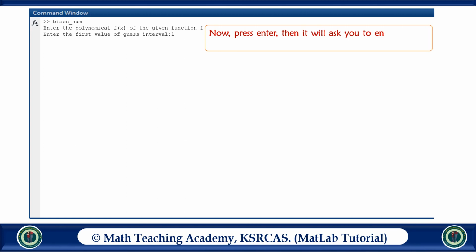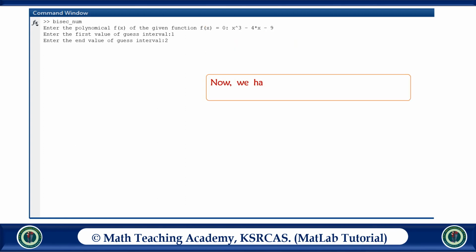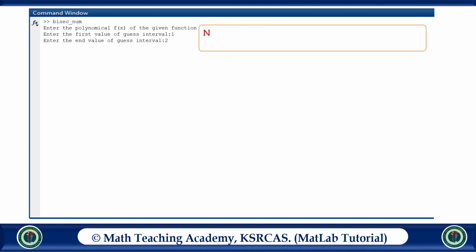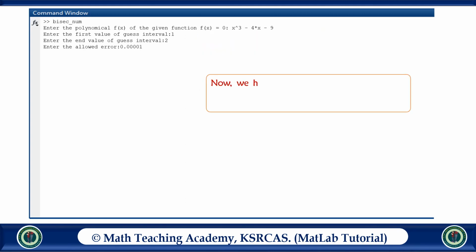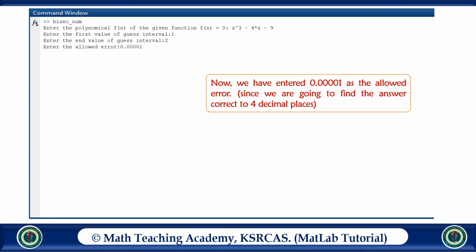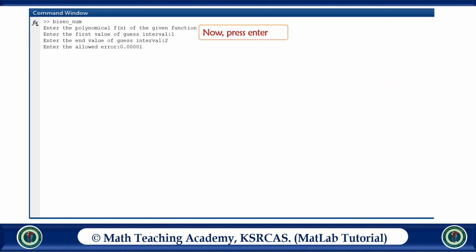Now press enter, then it will ask you to enter the end value of the guess interval. Now we have entered the end value of the guess interval as 2. Now press enter, then it will ask you to enter the allowed error. Now we have entered 0.00001 as the allowed error. Since we are going to find the answer correct to 4 decimal places, here we have entered 0.00001 as the allowed error. Now press enter.